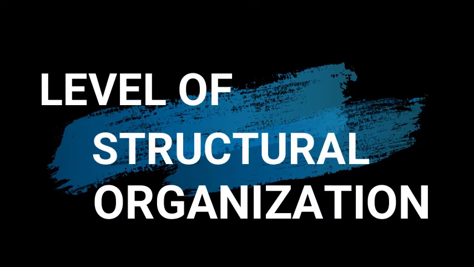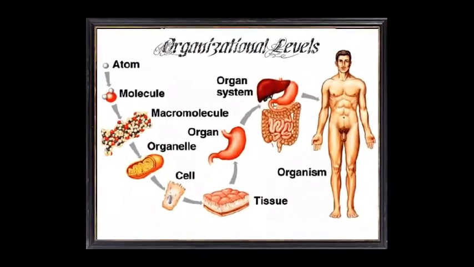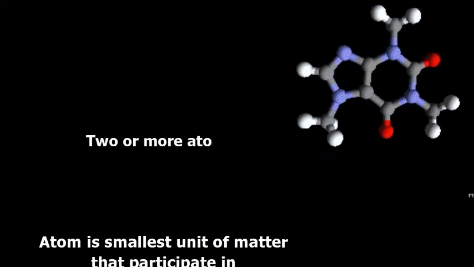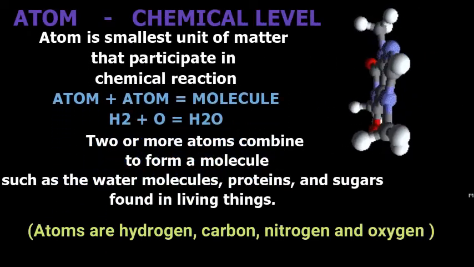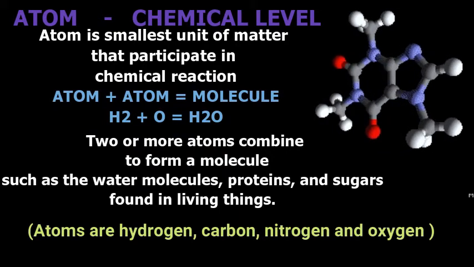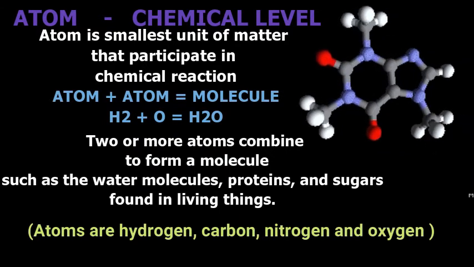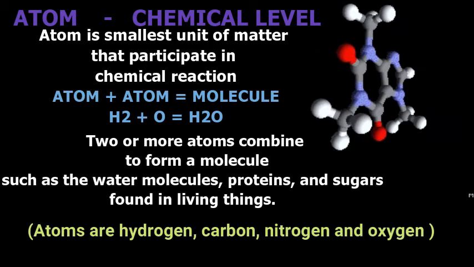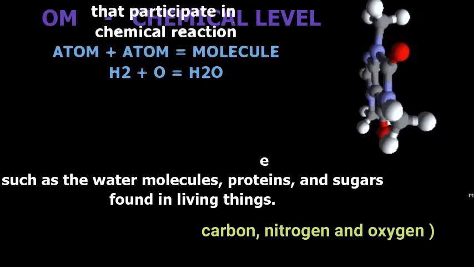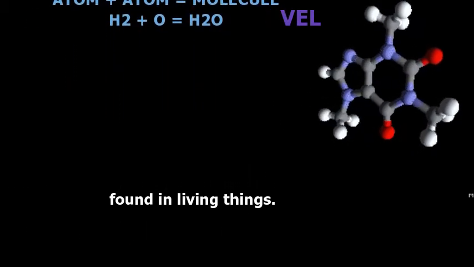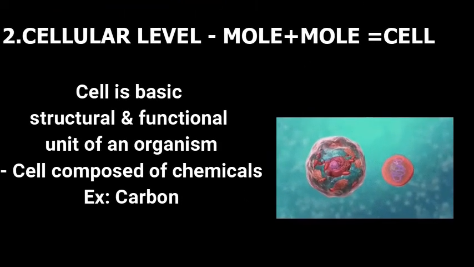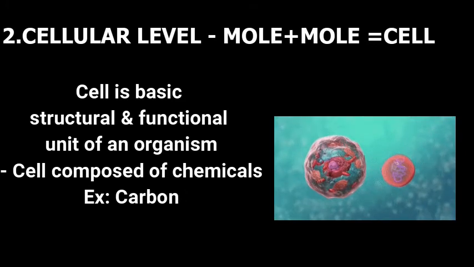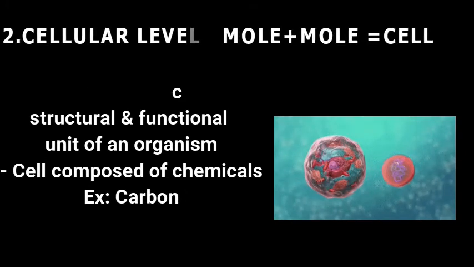Levels of structural organization. An atom is the smallest unit of matter that participates in chemical reactions. Two or more atoms combine to form a molecule, such as water molecules, proteins and sugars found in living things. Atoms include hydrogen, carbon, nitrogen and oxygen. Cellular level: the cell is the basic structural and functional unit of an organism. Cells are composed of chemicals, for example, carbon.